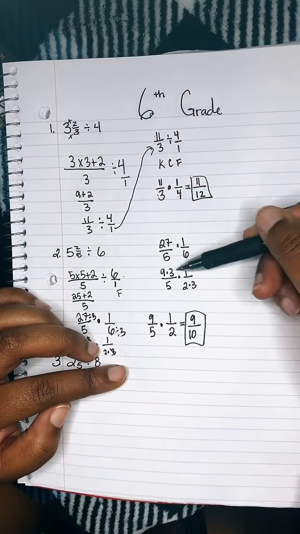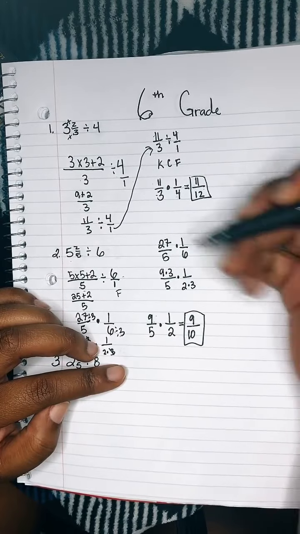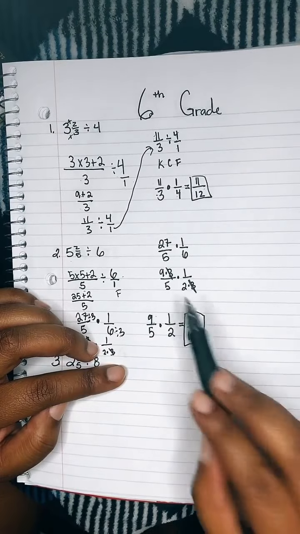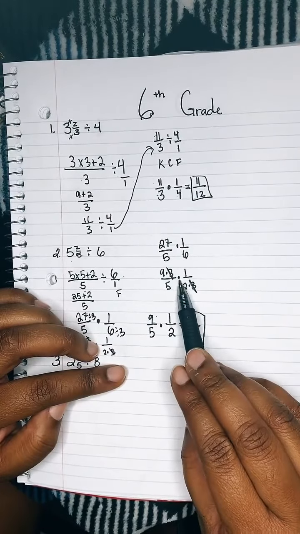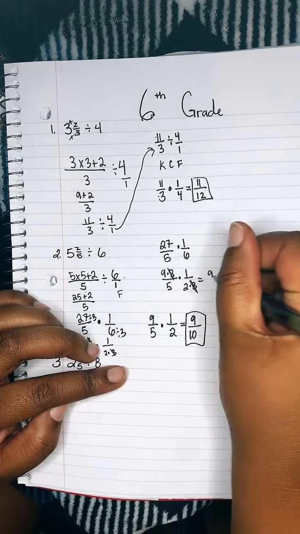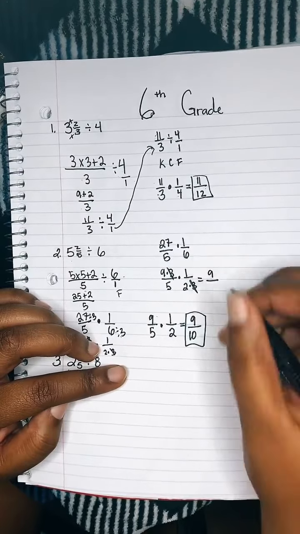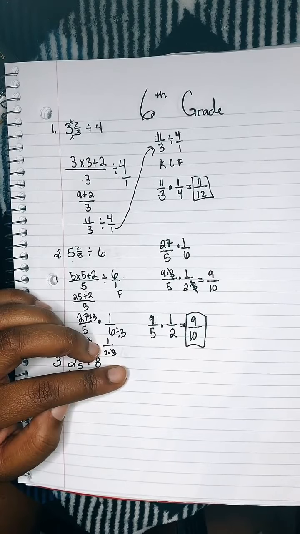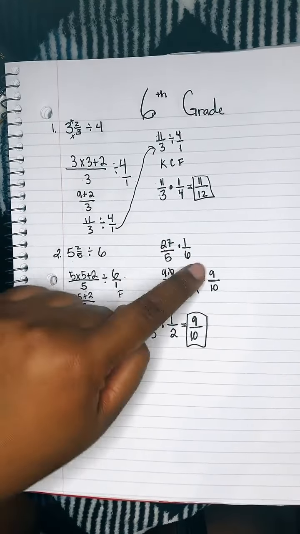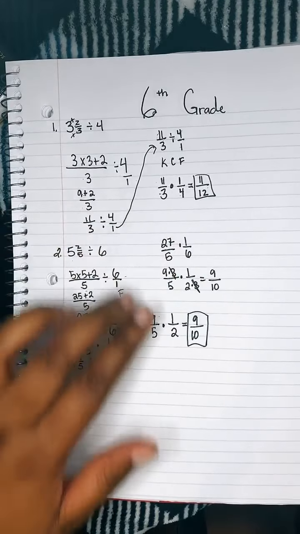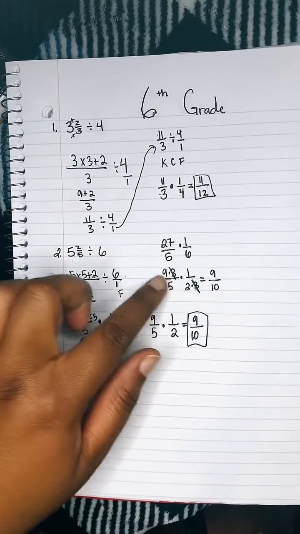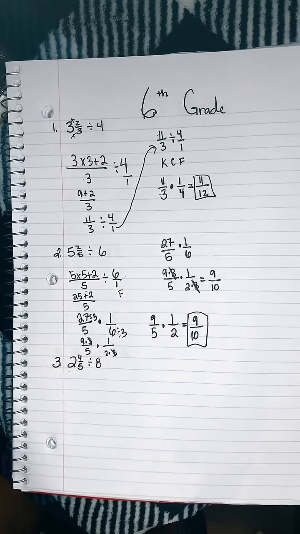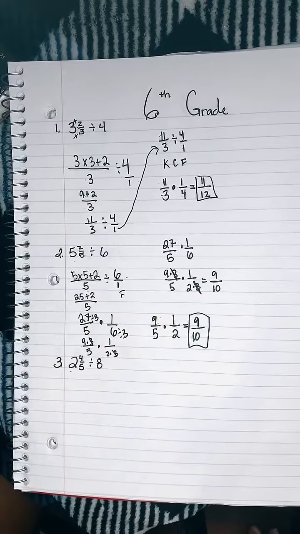And since I have a 3 on top and a 3 on bottom, the 3's cancel out. So I'm left with 9 times 1, which gives me 9 on top, and then 5 times 2, which gets me the 10. Okay. So that's how you can cross simplify, that's how you can see it. It's called a factor.